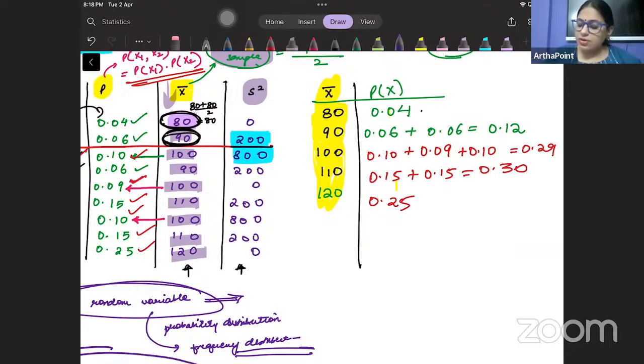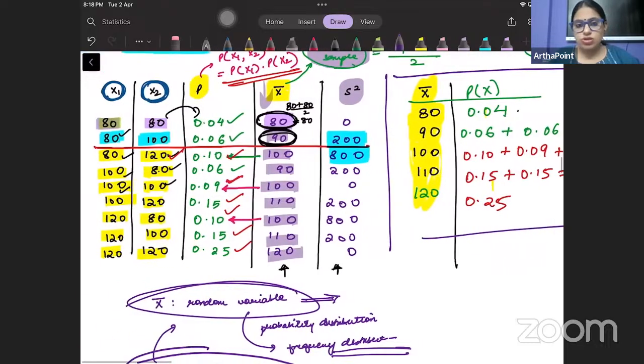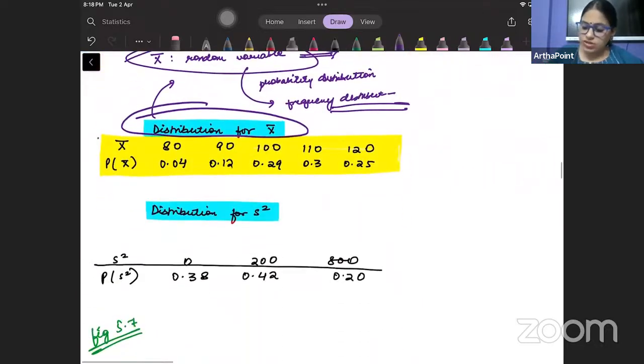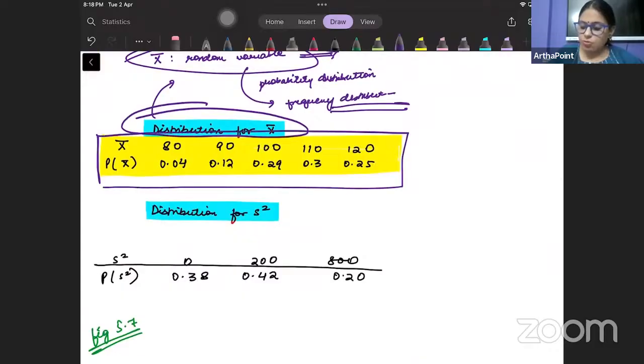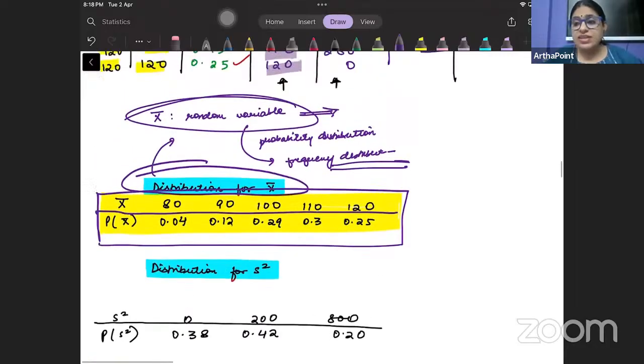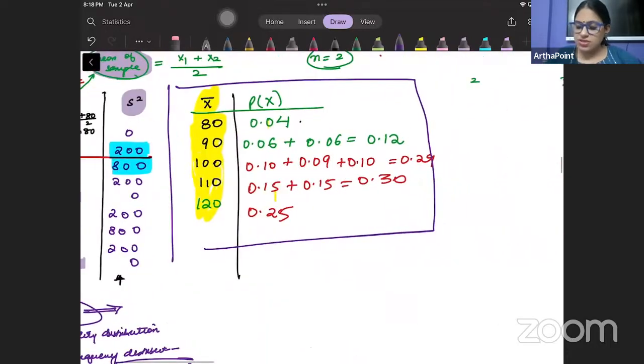So you have been able to go ahead and create this probability distribution table now. So this is what is reflected here. ये आपका probability distribution of X बन गया है. Similarly, I want you to make a probability distribution of the variance. Variance का भी probability distribution बन सकता है.